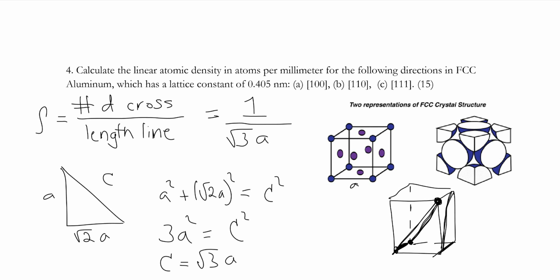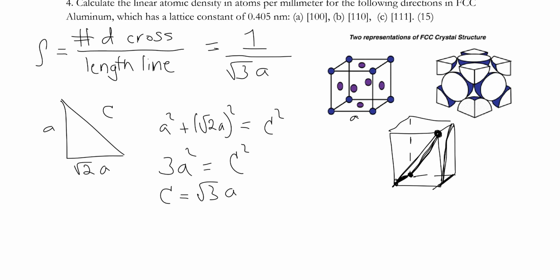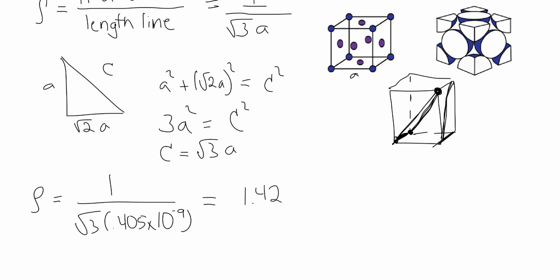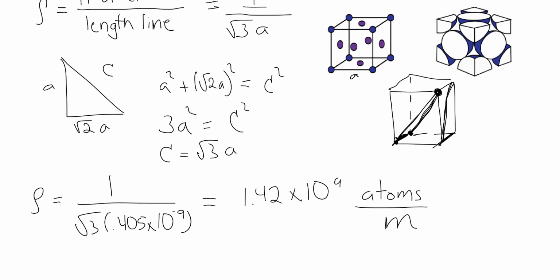Now we're ready to plug in our value of A, which is the lattice constant of 0.405 nanometers. So let's go ahead and do that. Linear density is equal to 1 over rad 3 multiplied by 0.405 times 10 to the negative 9, which therefore gives us a value of 1.42 times 10 to the 9 atoms per meter.